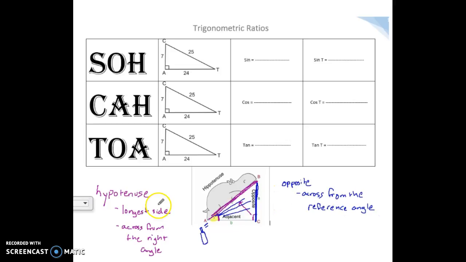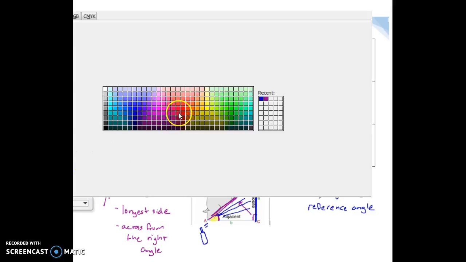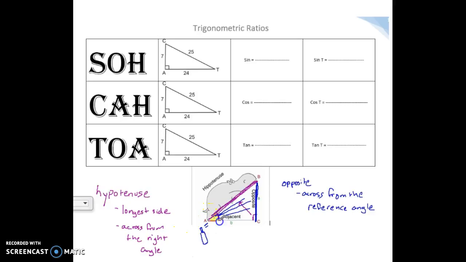Alrighty-dighty. All right, then the one that's left over, the one we haven't identified yet, is the adjacent. Now notice that the adjacent side touches or helps form the vertex of the reference angle. So the hypotenuse and the adjacent form that angle of the reference angle. So if you can find all those parts, you are well on your way to being able to find trigonometric ratios.